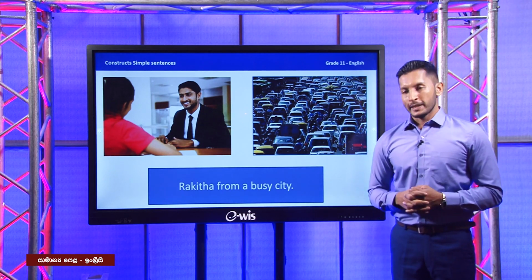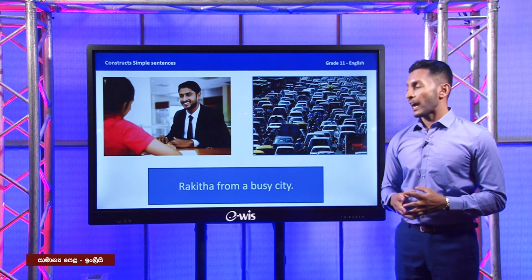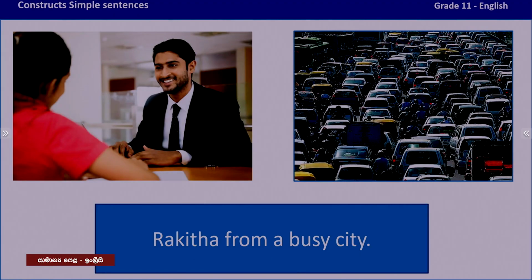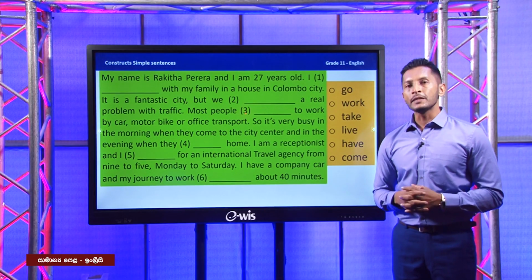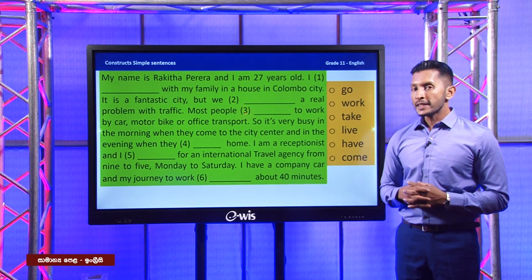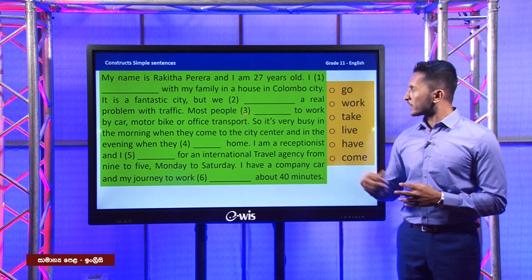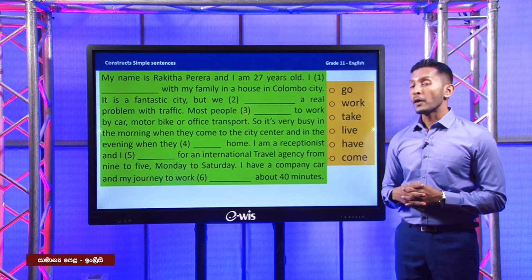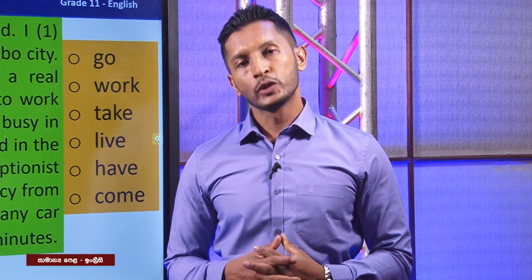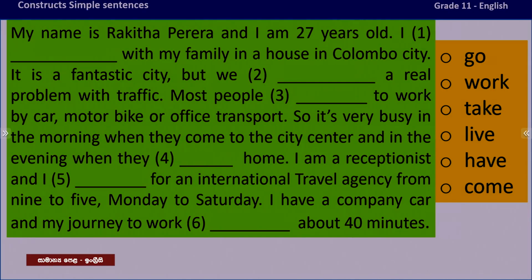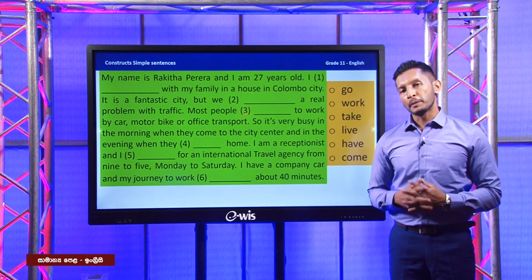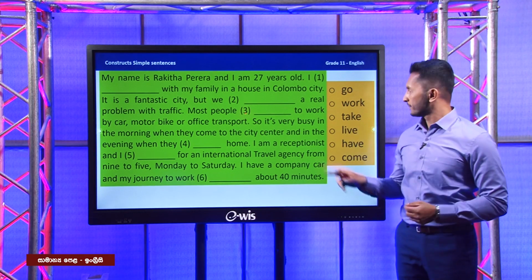Now it's the activity time again. In this activity, we have Rakita. Rakita comes from a busy city. I have given you this activity with some blanks. The words that fit in the blanks are given in this yellow box. What you are going to do is to select the correct form of the verb and fill in the blanks. Now take your time and do the task. Hope you have completed your task. Let's see the answers.